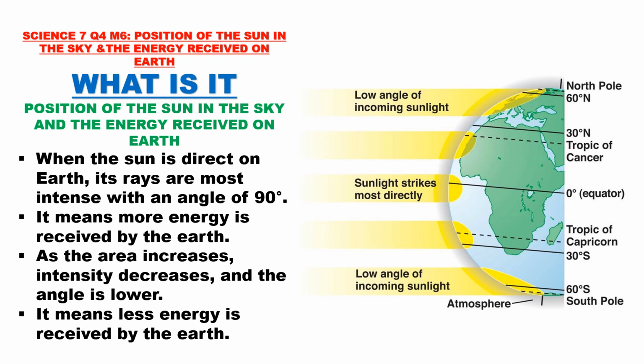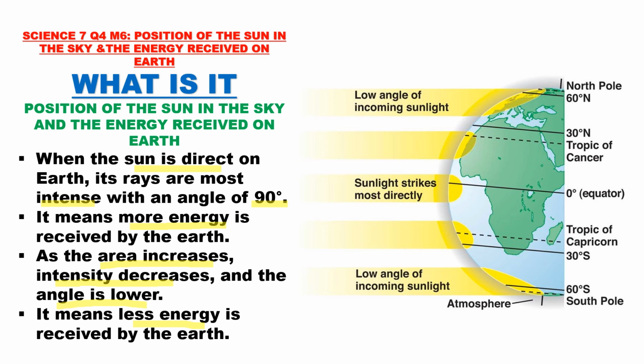When the sun is direct on Earth, its rays are most intense, with an angle of 90 degrees. It means more energy is received by the Earth. As the area increases, intensity decreases and the angle is lower. It means less energy is received by the Earth.